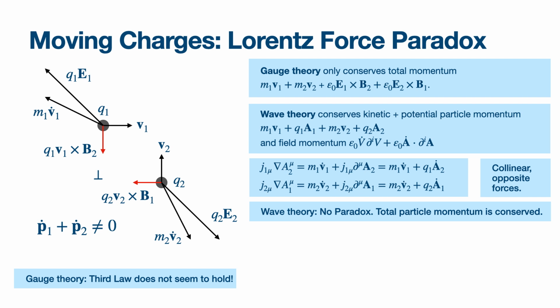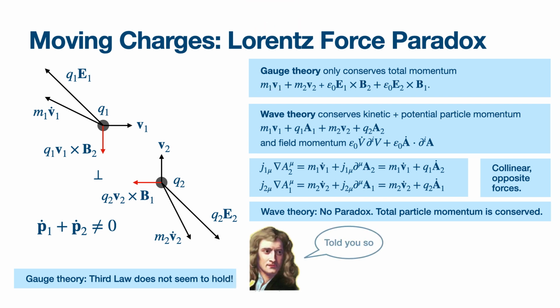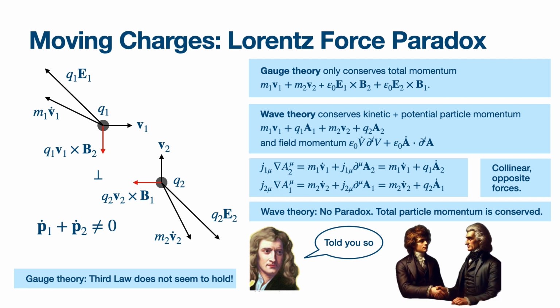In gauge theory, the particle potential momentum resides in the field in partially integrated form. This momentum is transferred to the particles so that it appears as if their total momentum is not conserved. The third law holds. Newton and Maxwell agree. The origin of the paradox is that gauge theory incorporates matter potential energy and momentum into the field. This is caused by Belinfante-Rosenfeld symmetrization.